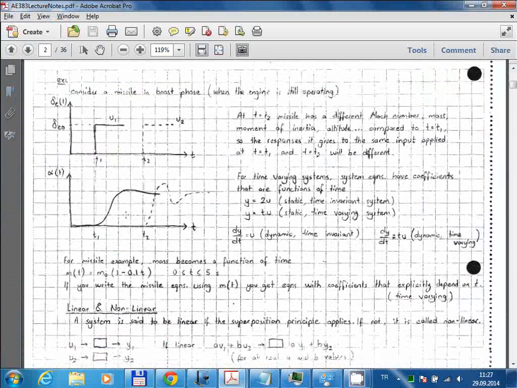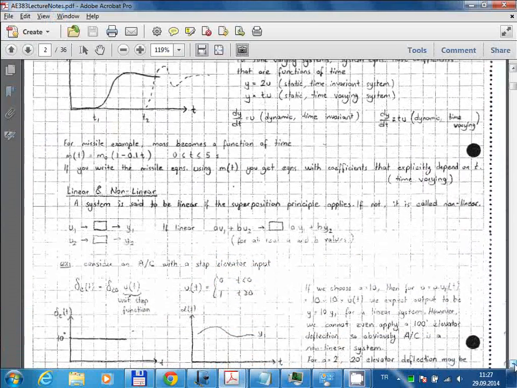Okay, so this is just the same thing, so you can look at this. The next one is the linearity property. This is also a very important property.